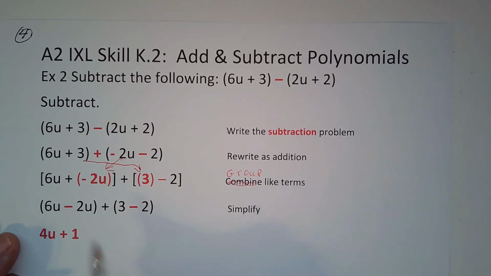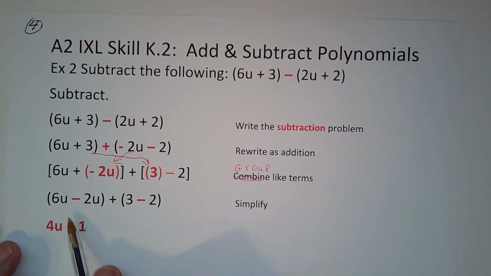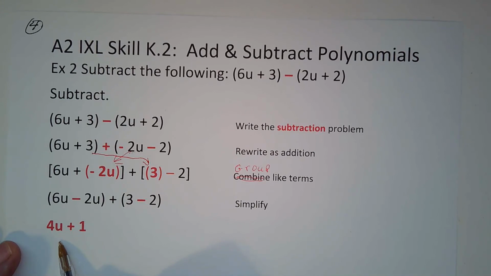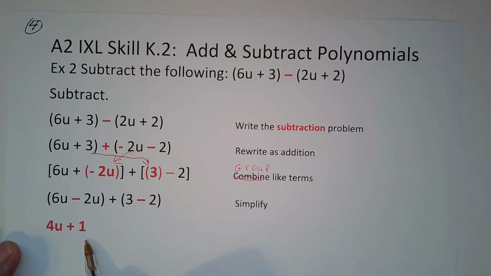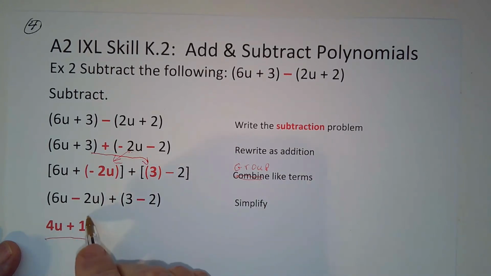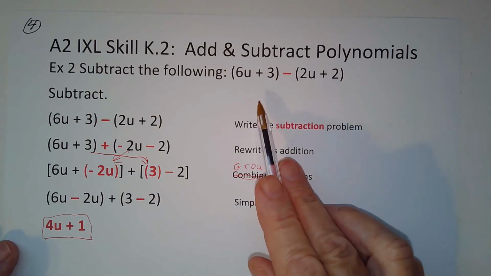Now we're going to simplify. So I've got these two like terms. I've got this positive negative going. That's really -2u. Positive times a negative is a negative. And then I have 3 minus 2. That really just simplifies to 3 minus 2. So let's finish our simplification. 6u's minus 2u's leaves you with 4u's, or 4u. And 3 minus 2 leaves you with 1. So that's your answer to the subtraction of this polynomial from this polynomial.